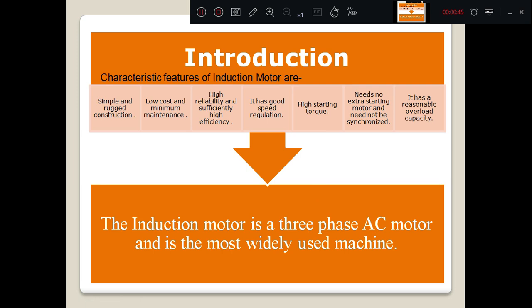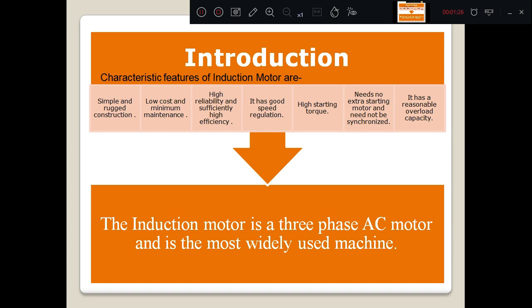The main features of a three-phase induction motor are: the construction is simple and rugged, the cost is low, at the same time maintenance is also very low, it has got high reliability, that is the downtime is less, and at the same time it has got high efficiency, it has good speed regulation and the high starting torque. And three-phase induction motor is working on principle of induction. It has got the self-starting, therefore it needs no extra starting motor.